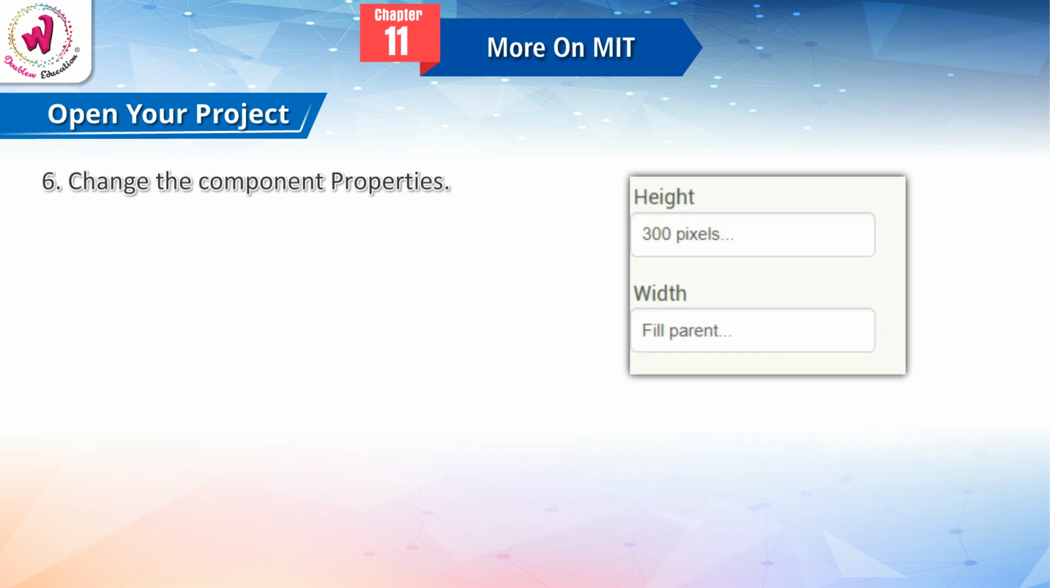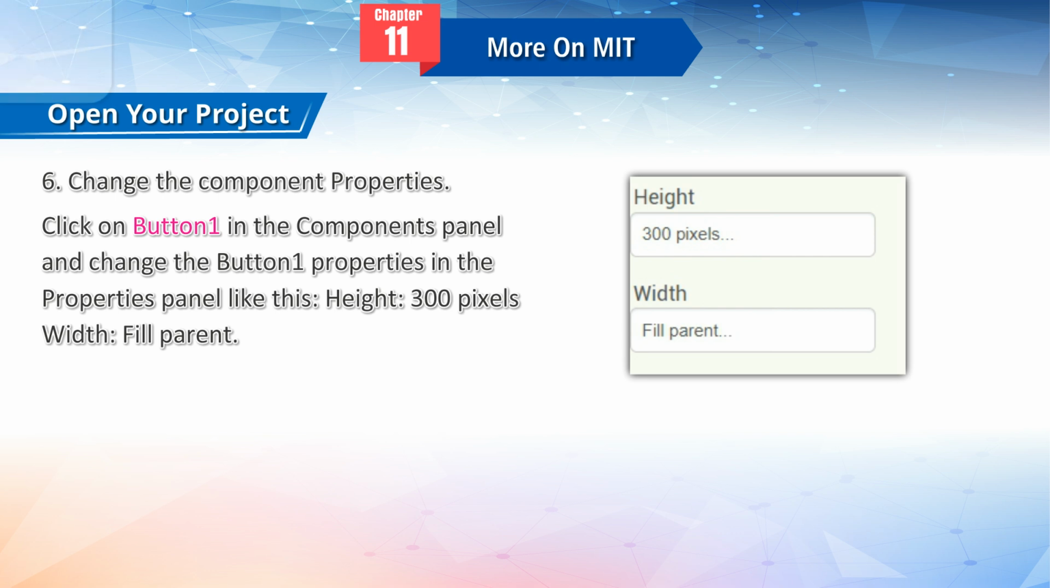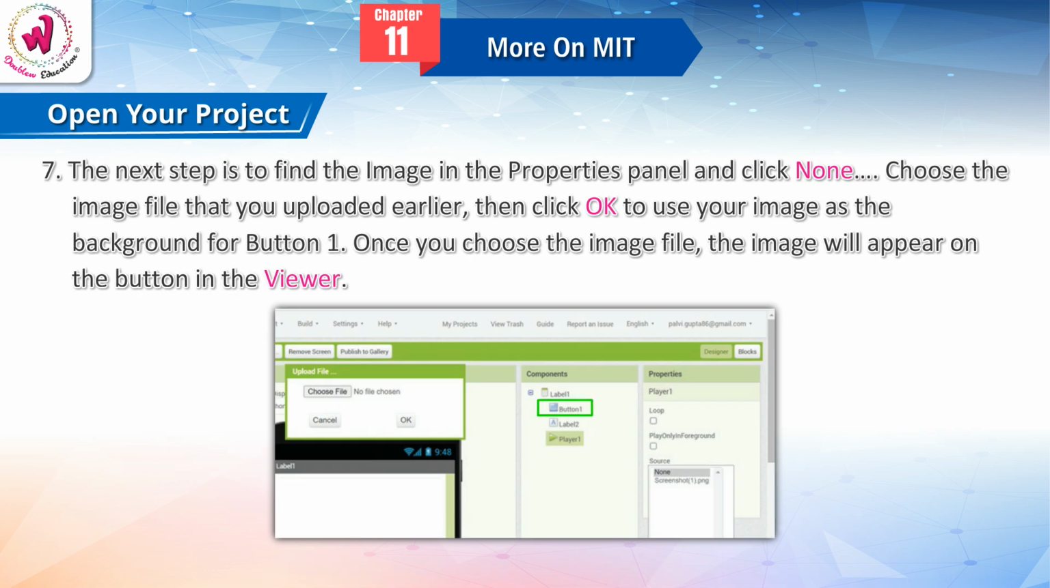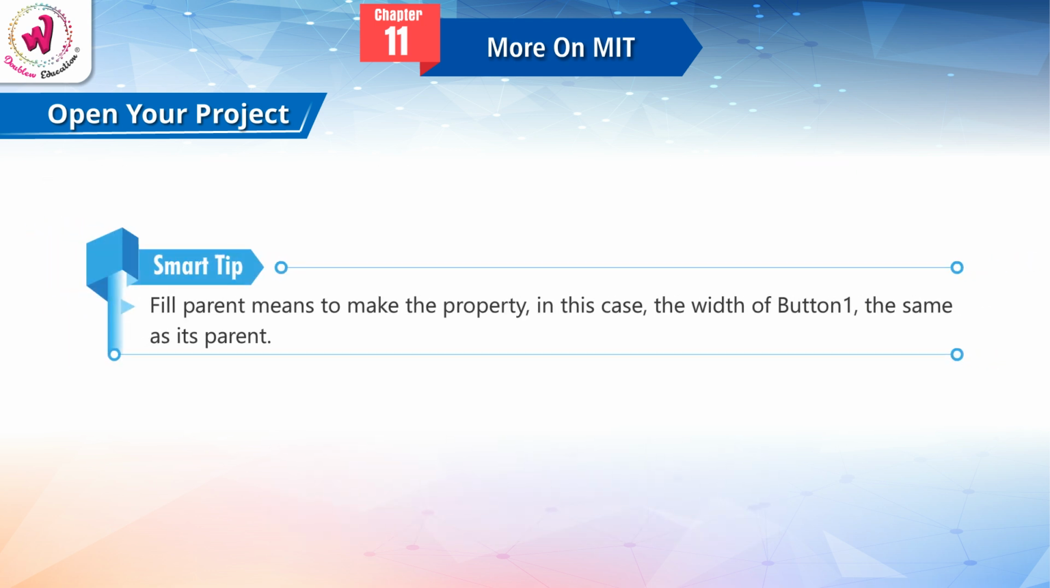6. Change the component properties. Click on button 1 in the Components panel and change the button 1 properties in the Properties panel like this. Height 300 pixels, width fill parent. 7. The next step is to find the image in the Properties panel and click None. Choose the image file that you uploaded earlier. Then click OK to use your image as the background for button 1. Once you choose the image file, the image will appear on the button in the viewer.